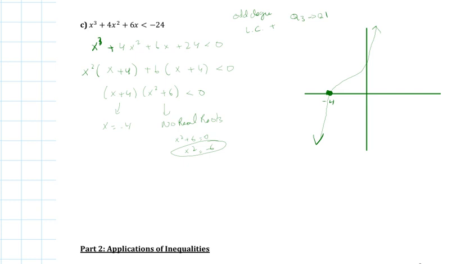So the question here is, when is it less than 0? It's less than 0 when x is less than -4. That's all I have. So this is when it's less than 0, when x is less than -4. That will be my answer.